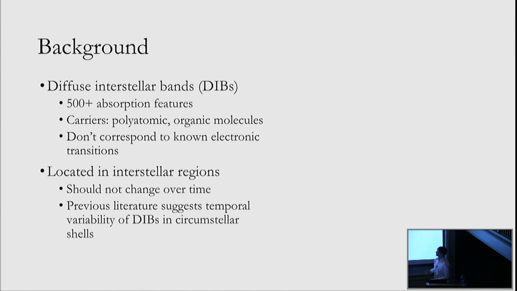All right, some background. Diffuse interstellar bands, often called DIBs, represent over 500 absorption features in the near infrared and optical spectra of massive stars. The sources of these features are often called carriers, and they're believed to be polyatomic organic molecules. However, the central wavelengths of these features don't correspond with electronic transitions of any known atomic or molecular species. They're believed to be located in interstellar regions, and as such, they shouldn't change over time. But there's previous literature that suggests some temporal variability of DIBs in the circumstellar shells of stars.